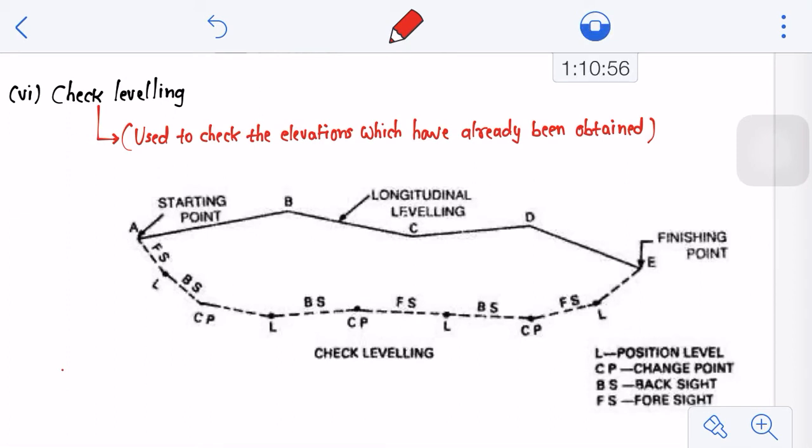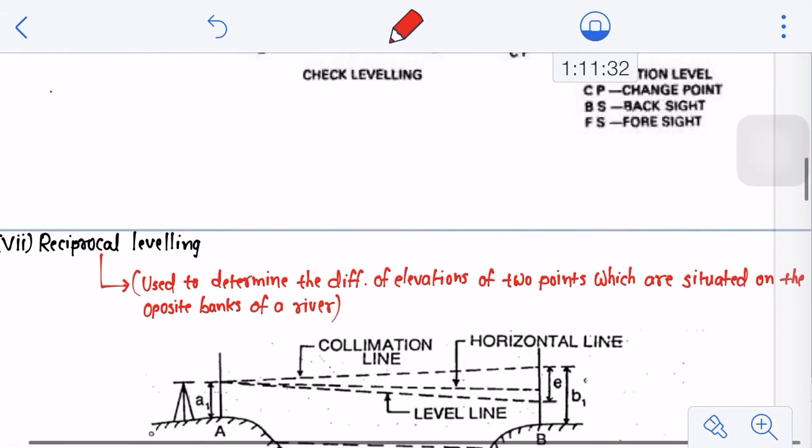And about fly leveling, it is done generally at the end of each day's work, from the last station to the starting station, for checking the day's work. It is undertaken in order to check the accuracy of the day's work. As you can see on the screen, A, B, C, D, E are the actual points for which you are doing your leveling work. At the end of your finishing point, at point E, you will again commence your leveling work and try to come back to your starting point, and check whether the levels you have obtained were correct or not. That's known as check leveling, which is similar to fly leveling, right?